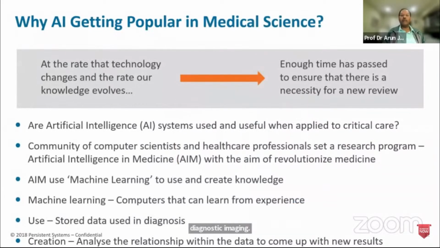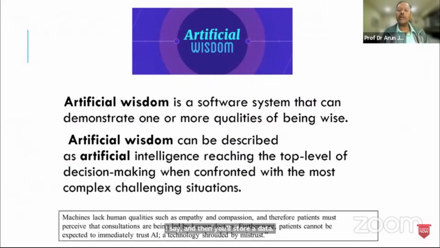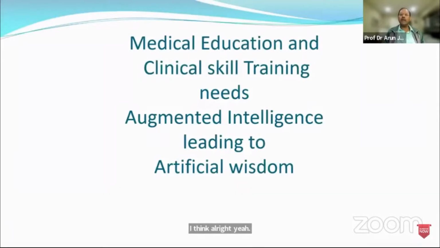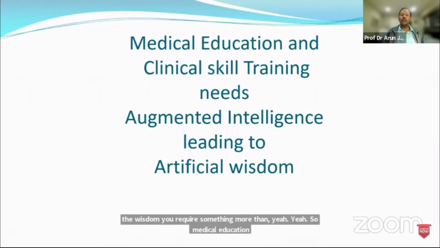AI is getting useful, applying for critical care. Artificial intelligence uses machine learning, and then you store data. At the same time, there is a lot of concern about making it sympathetic, getting it to the mind. That's why now we want to call it artificial wisdom. Artificial wisdom can be described as artificial intelligence at the top level of decision making when confronted with most complex systems. Because machines lack human qualities like empathy and compassion, I think this whole thing can come once artificial wisdom comes. And therefore, if you see the growth, it travels from what is called the DIKW model: data, information, knowledge, and wisdom. For up to the knowledge, it could be done with AI. But for wisdom, you require something more than AI. So medical education and clinical skills everything requires augmented intelligence leading to artificial wisdom.